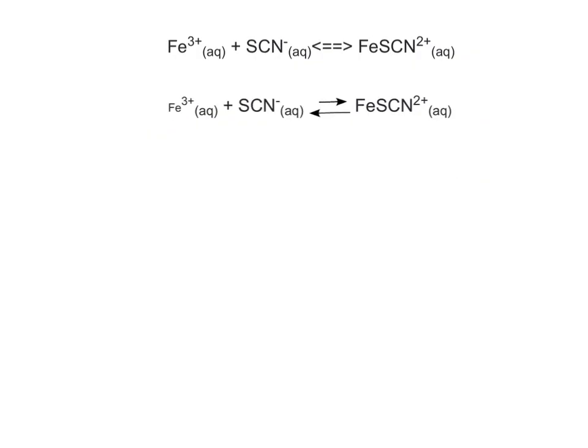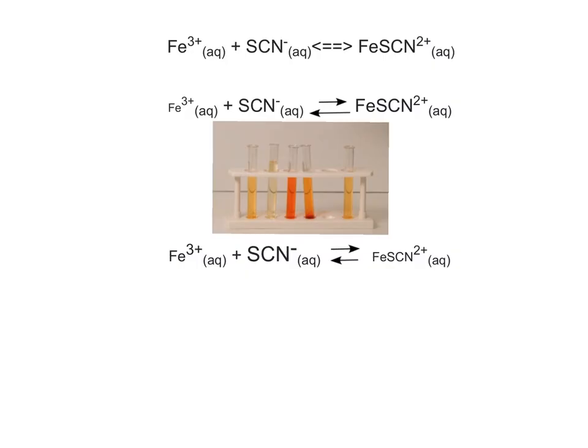In the fourth tube, the concentration of the iron 3 ion was reduced by precipitating it out with hydroxide ion. This had the effect of decreasing the rate of the forward reaction. By the time the rate of the reverse reaction had slowed to match that of the forward reaction, the concentration of the FeSCN2+ had decreased, and the concentrations of the iron 3+ and the thiocyanate had increased somewhat.